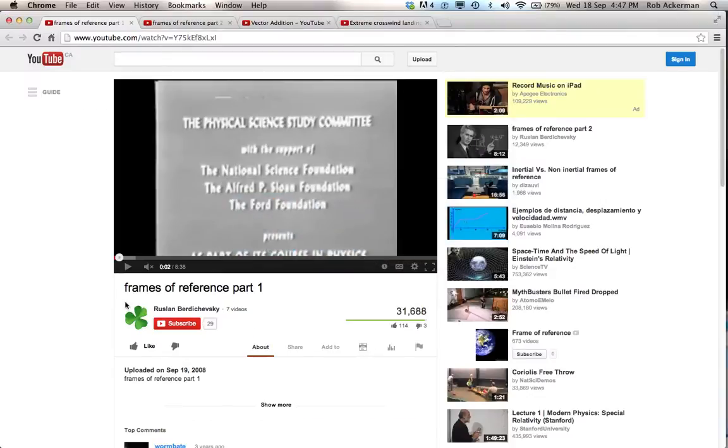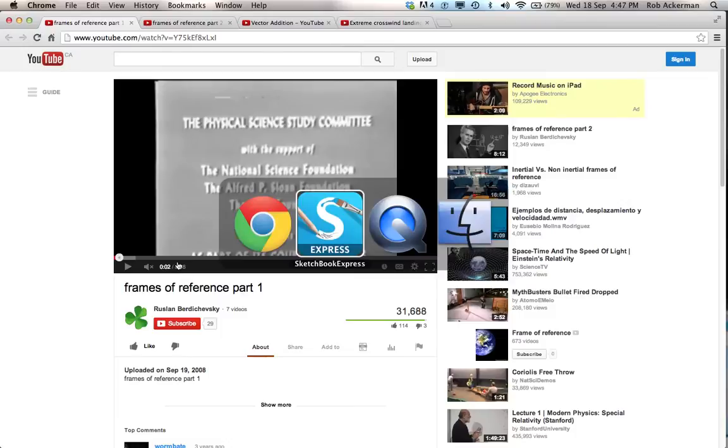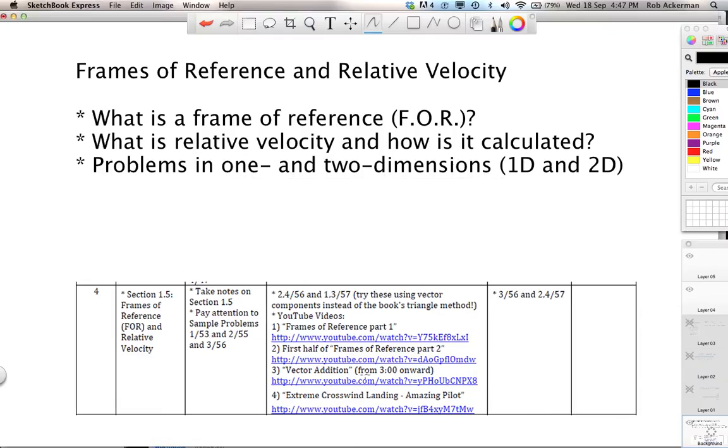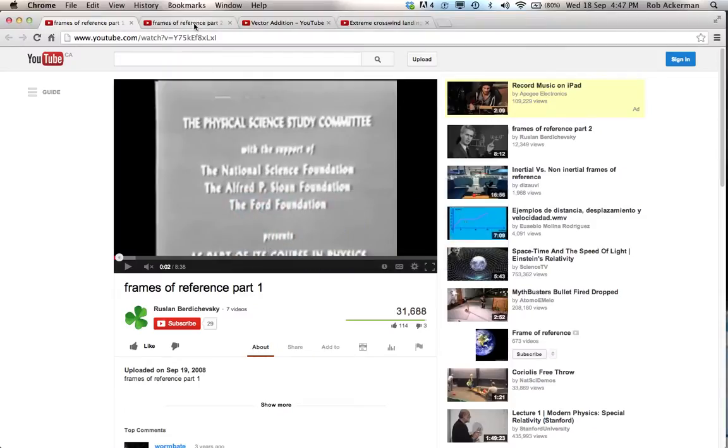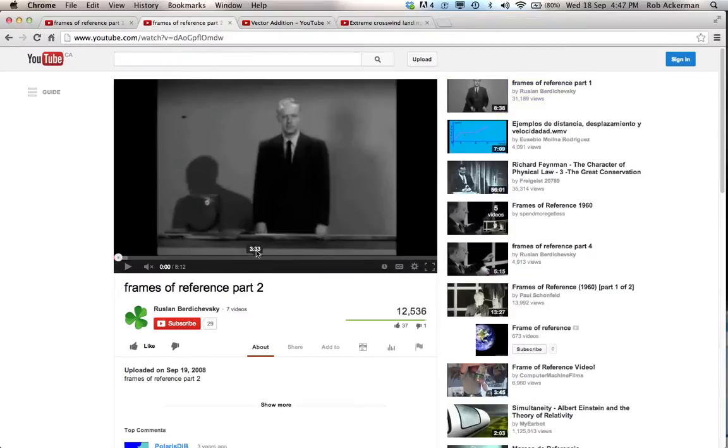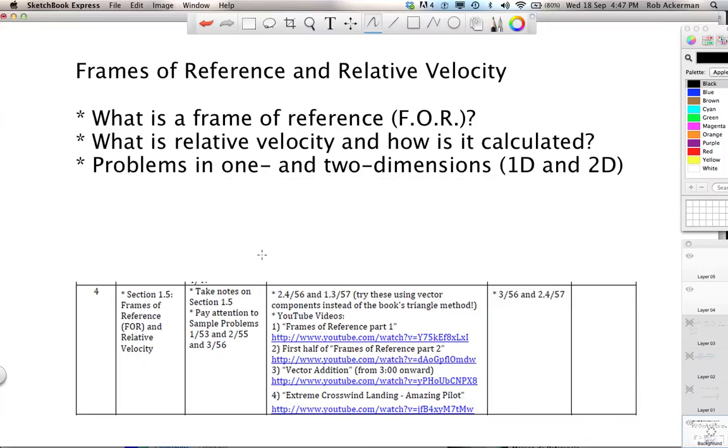The first one, Frames of Reference Part 1, is about 8 minutes long, and as you can see, you're going to go about halfway through the first half of Frames of Reference Part 2. So that's going to take you into this one here, right about halfway, maybe 3 or 4 minutes in, until they start talking about acceleration. Okay? So when you get to these, here's what you're going to see.